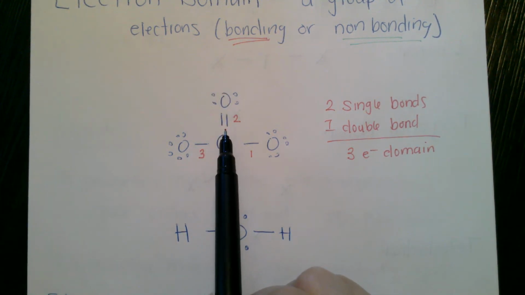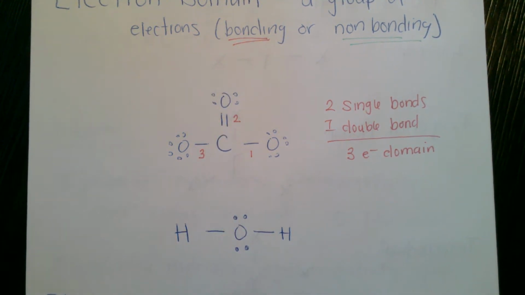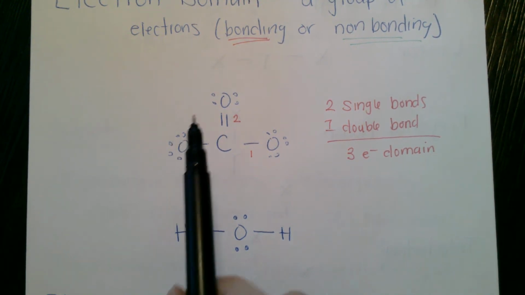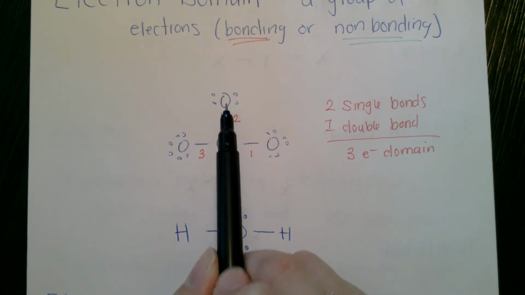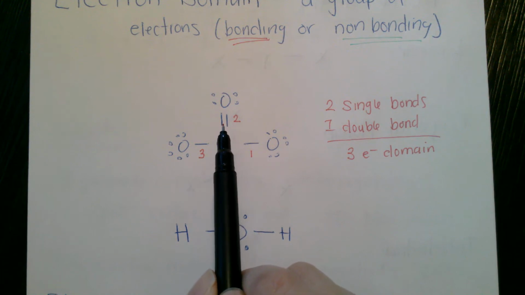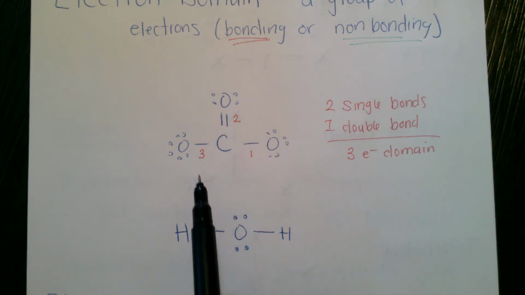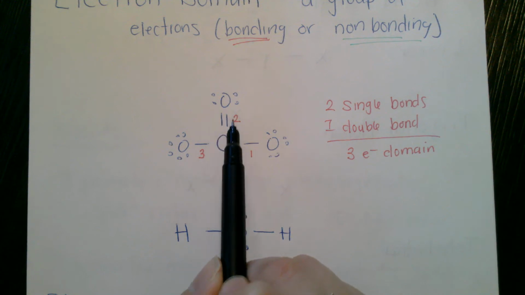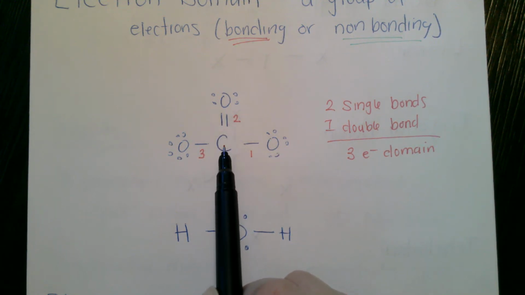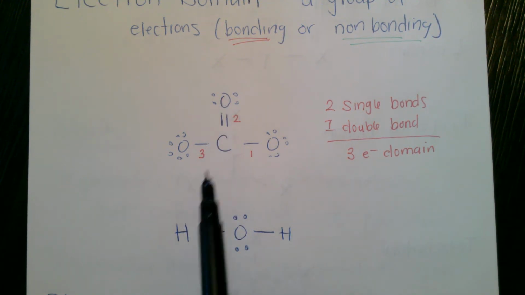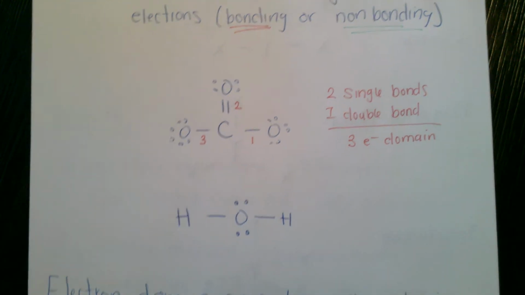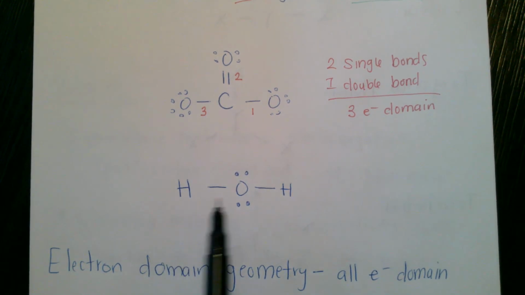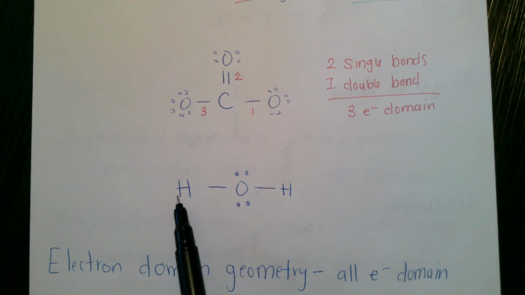Let's think about it. We're going to be making different angles and shapes by spreading out these electron groups. But a double bond, because it's between carbon and oxygen, can't be spread out, meaning I couldn't take this bond and move it down here. They're locked together in position between this carbon and this oxygen. Because of that, they count as one single domain. So 3 electron domains.